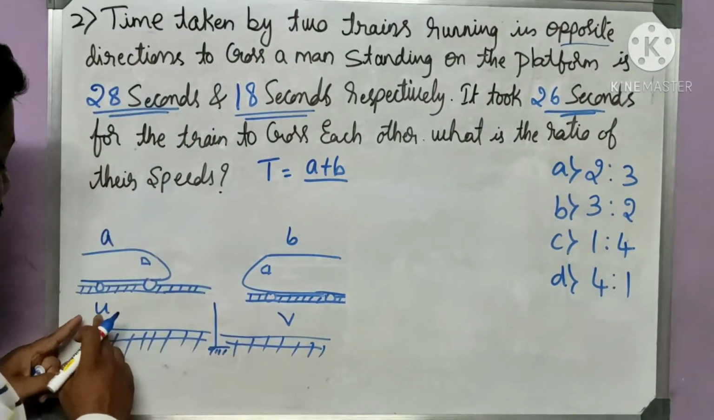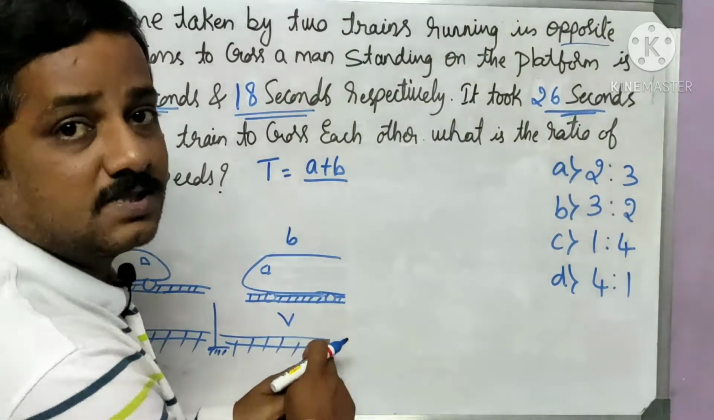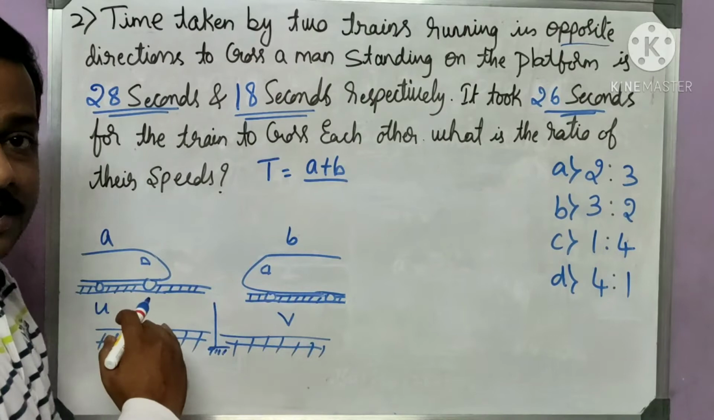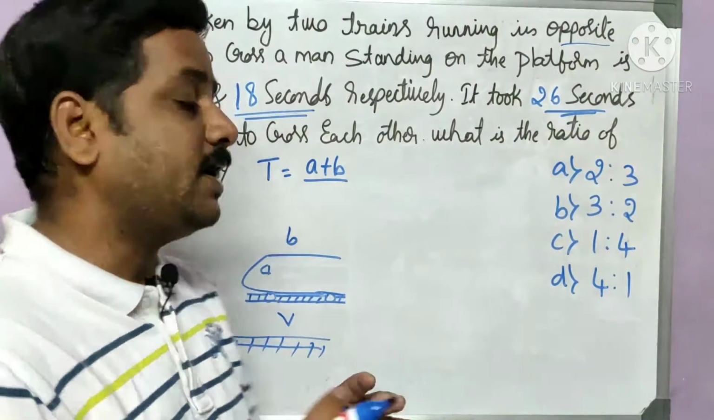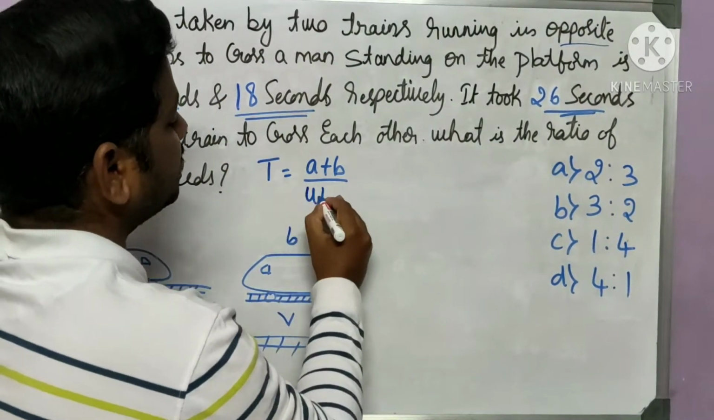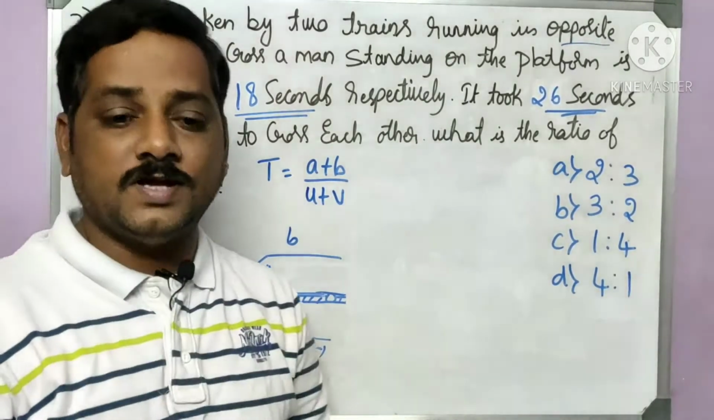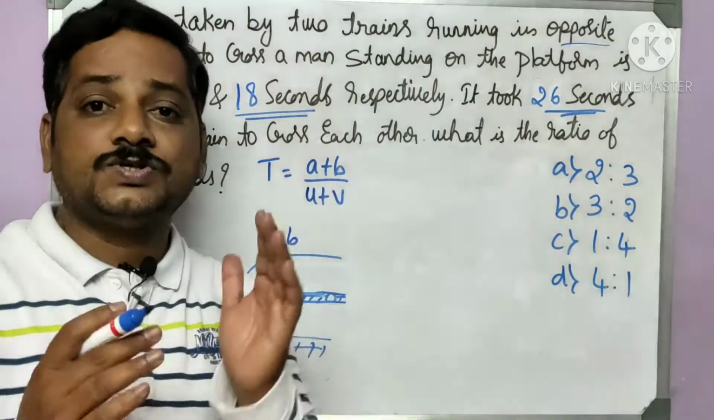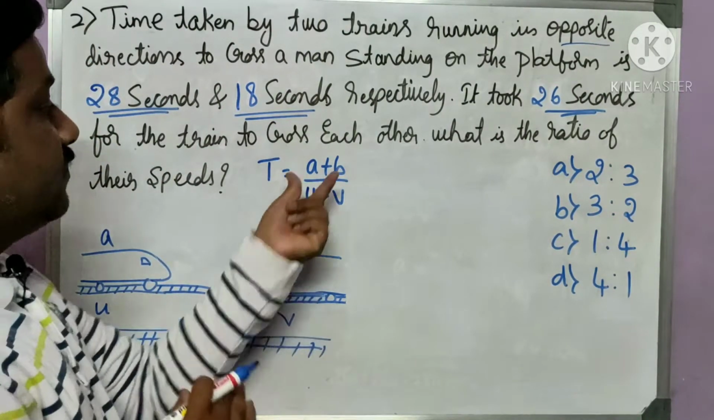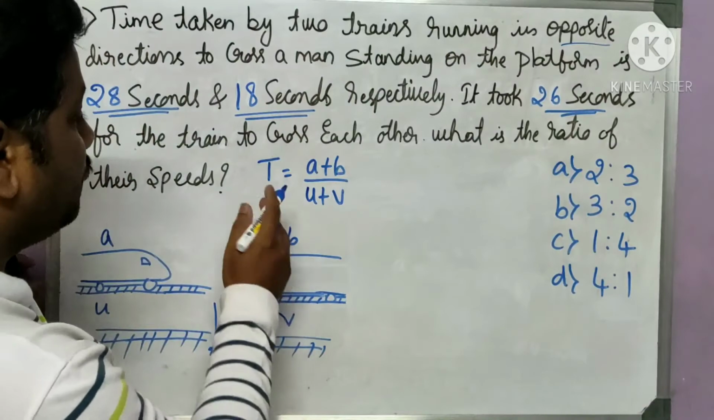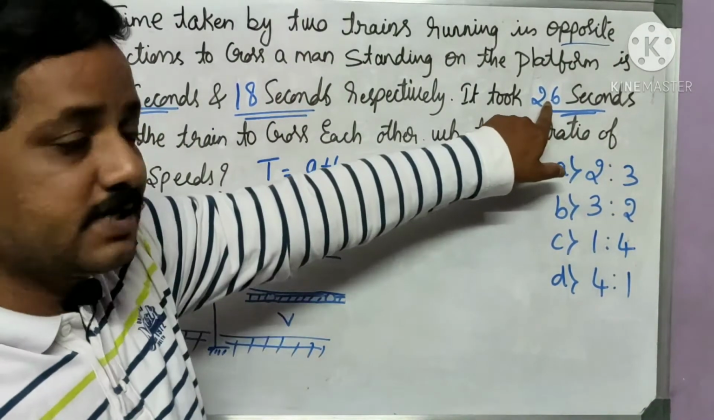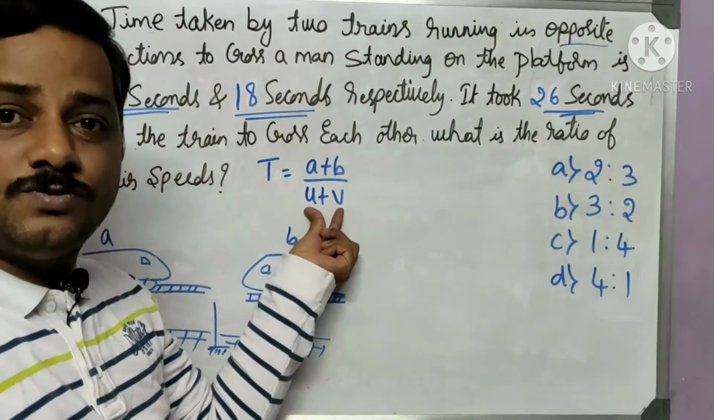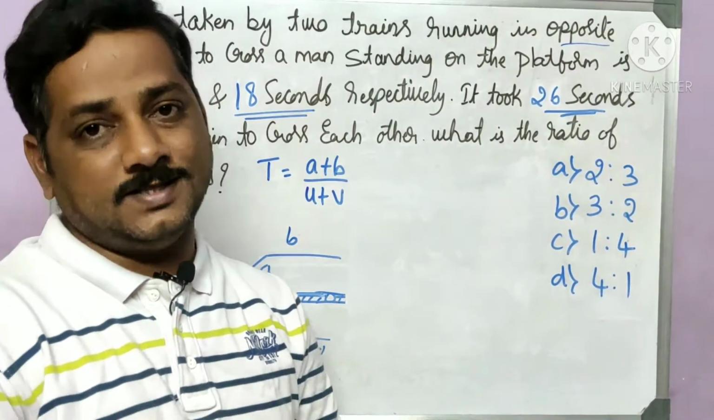For the relative speed, I'll take the speed of this train as U and the speed of this train as V. Those two are unknown. These two are in opposite direction, so the relative speed will be the addition of these two, that is U plus V. This is the formula we discussed in the previous session. So the time taken to cross each other is given like this. Now we know this time, that is 26 seconds, but we need to find the ratio of speed. If you find these two speeds, then I can find the ratio easily.